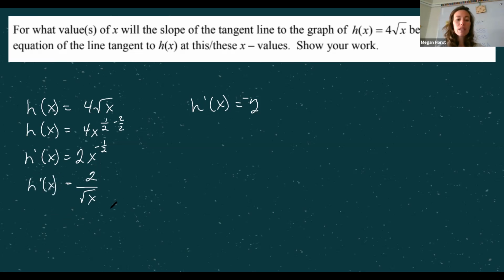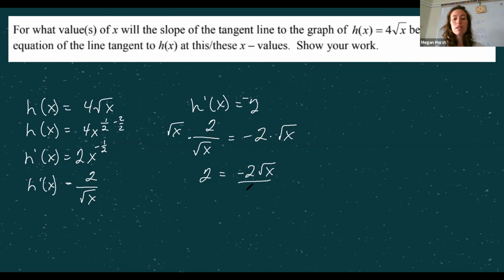Now I want to know when this derivative equals negative 2. So I'm going to say, all right, I want to know when 2 over root x equals negative 2. So I need to get that root x out of the denominator by multiplying by root x. I get 2 equal to negative 2 root x. Then I'm going to divide by a negative 2, and I get negative 1 equal to root x. I'm going to go ahead and square both sides to get that square root out of the way, and I get 1 equal to x.